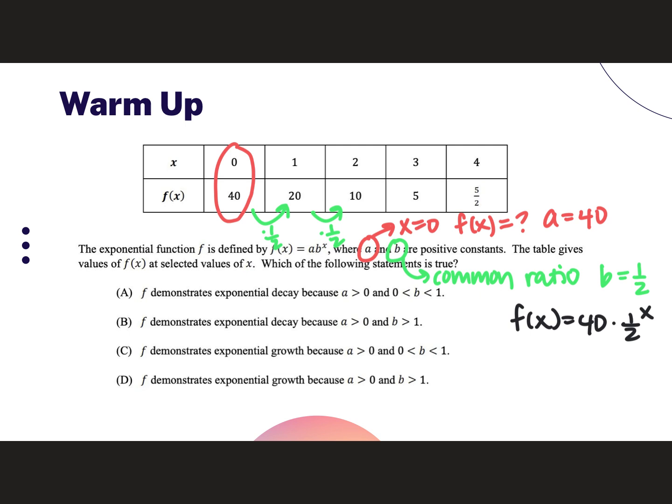I know that this is representing exponential decay for a couple of reasons. First, in looking at my y values, I see that those y values are getting smaller or closer to 0. And then from the equation, I can see that our base value is between 0 and 1. So the correct option here would be option A. Function f demonstrates exponential decay because a is positive and b is between 0 and 1.